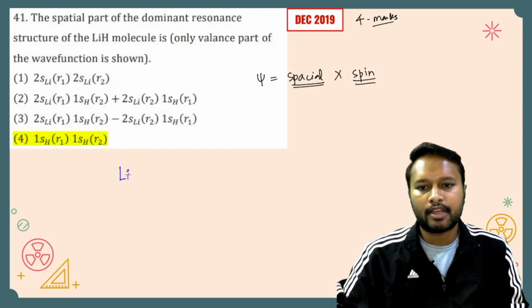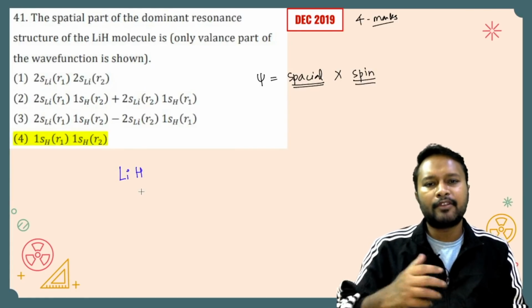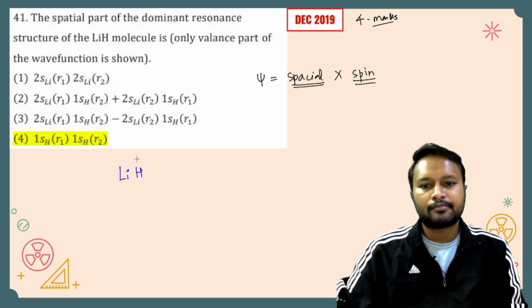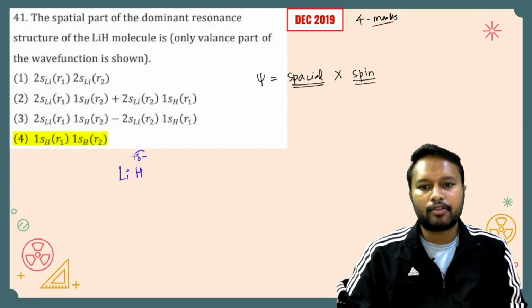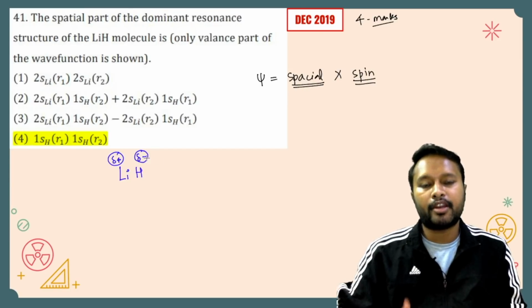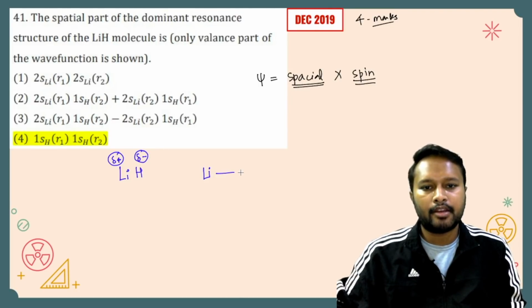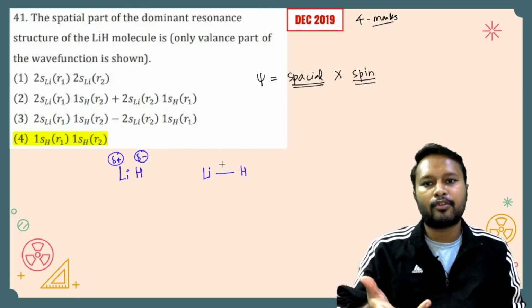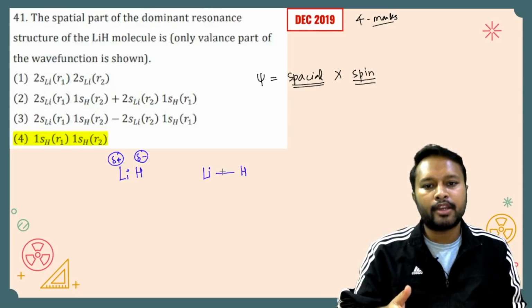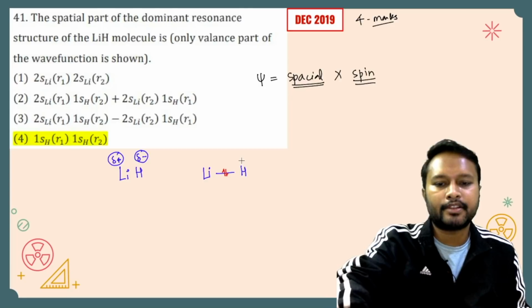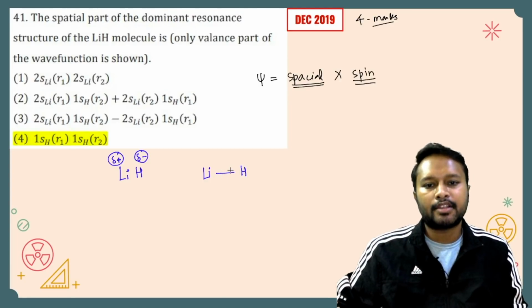So we are given a lithium hydride molecule. If you look at the electronegativity, you will see that hydrogen is more electronegative as compared to lithium. So you have more electronegativity on the hydrogen side. If you have a lithium hydride bond, the two electrons which will come to form this covalent bond will not stay at the center of this bond. Why? Because the electronegativity difference is there. So due to the dipole moment, these electrons will be shifted towards the hydrogen side.